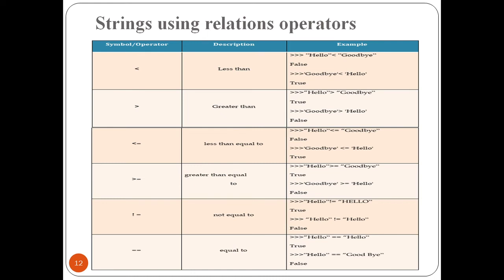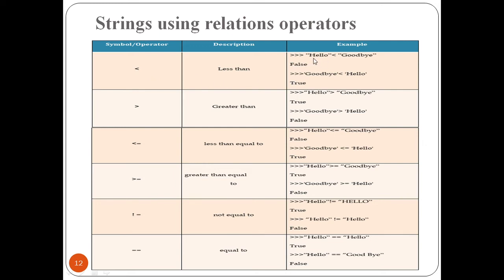Next, string using relation operators. Strings can be used with relation operators also. So we can compare strings with less than, greater than, less than or equal, greater than or equal, not equal, and equal to. And thereafter we have escape characters. Now you may have one doubt. All these operations we can do with numbers, but how can we do them with strings? Strings can be compared with all the operations based on their ASCII value. If the ASCII value is greater, then greater than will give true, and if the ASCII value is less, then less than is true.